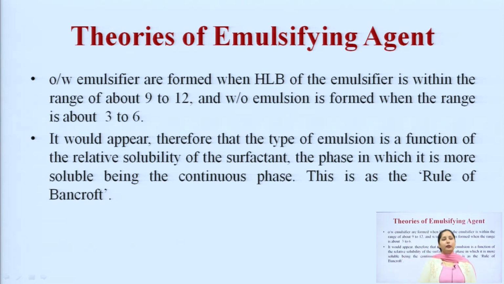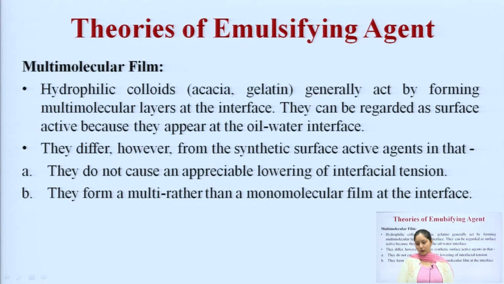So, it would appear that the type of emulsion is a function of the relative solubility of the surfactant, the phase in which it is more soluble being the continuous phase, and this is what the rule of Bancroft says.